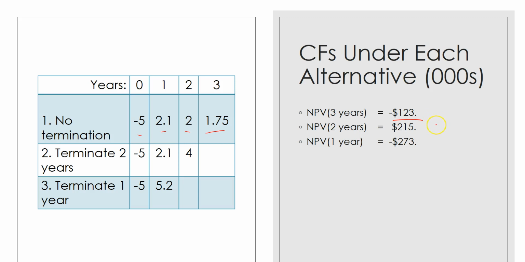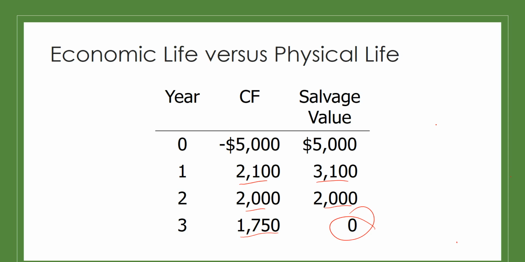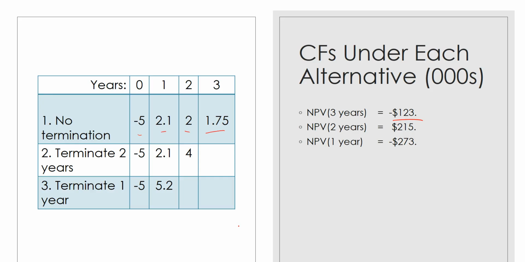The second option was to terminate after 2 years. And we see if we were to terminate after 2 years, we would pay $5,000 for the investment. We would receive $2,100 the first year. The second year we would receive $2,000 and we'd sell it for $2,000. So that gives us a $4,000 cash flow in year 2. That net present value is $215, so it's positive. So this makes the project feasible.